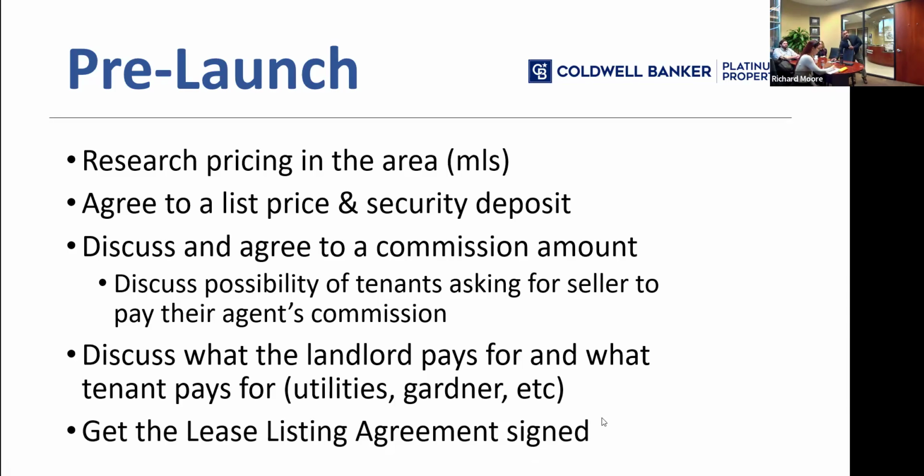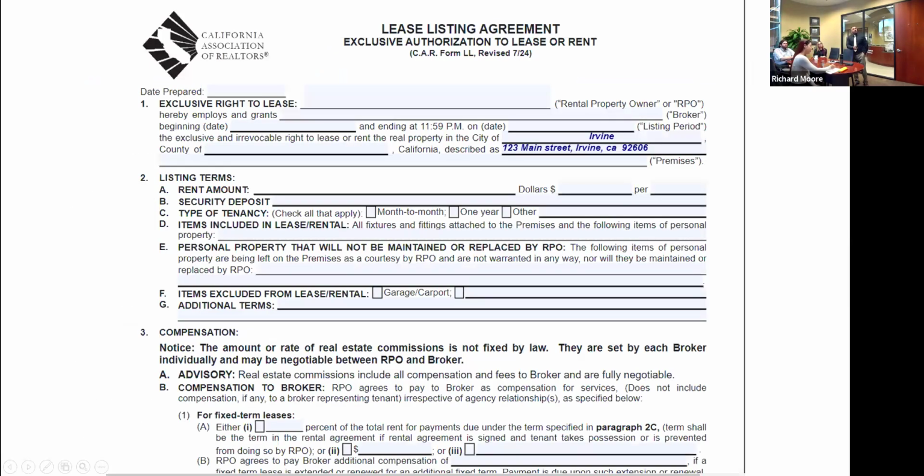This is what the lease listing agreement looks like, just so you guys have an idea. They prepared the rental property owner's name. It's between them and Coldwell Banker Platinum Properties, the broker. For a listing period, it must have a beginning date and ending date, so under 1, the third line, beginning date, ending date.